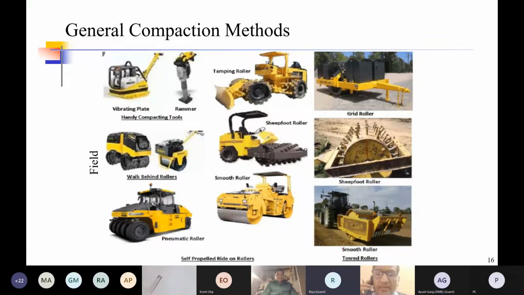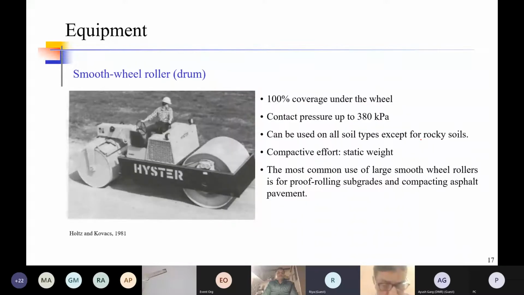So these are the various widely popular tools that are used. Herein you can see this vibrating plate, vibrating rammers, and the stamping rollers. These are primarily used for granular kind of soil. Then you have this shift foot roller, which creates the kneading action that is required in the clay, and is mainly used for the clay kind of soil. Let's look into each of these in further detail.